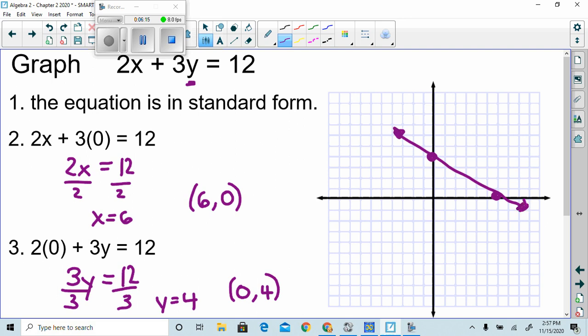Quick graph. I'm not plotting a whole lot of points. All I need was 2. How do I do that? By setting one of the variables to 0 to solve for the other.